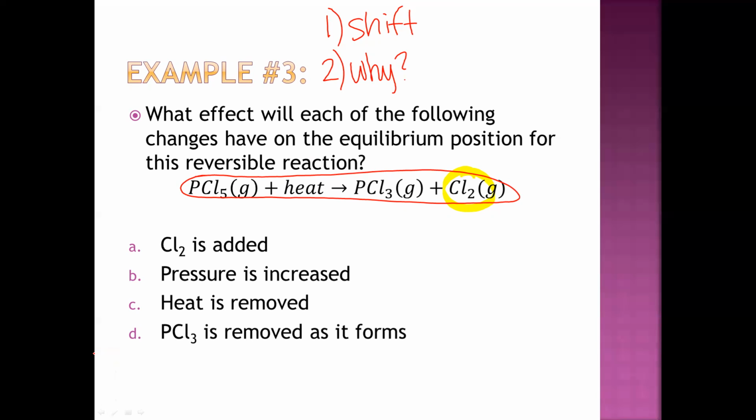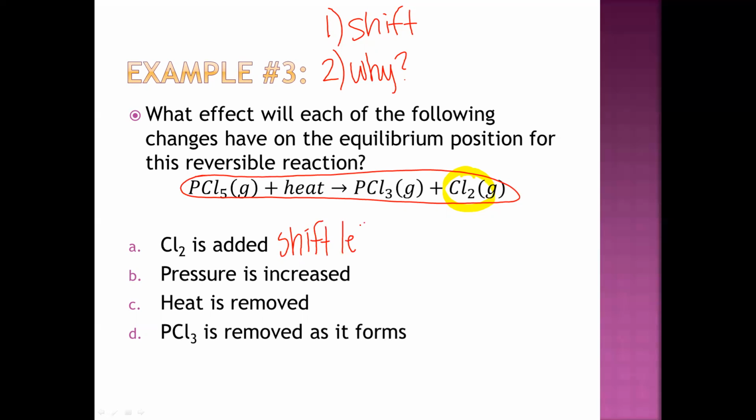So if you look back on page 7, when you change concentrations, it said add equals shift. What did you write down? Add equals shift away. So the Cl2 is on the product side, and it's always different. Every single problem can be different. But since the Cl2 is a product, to shift away from it, since it's on the right side, I've got to shift to the left. So the first part for the answer, we're going to say shift left.